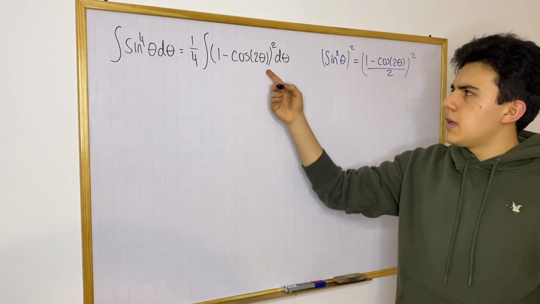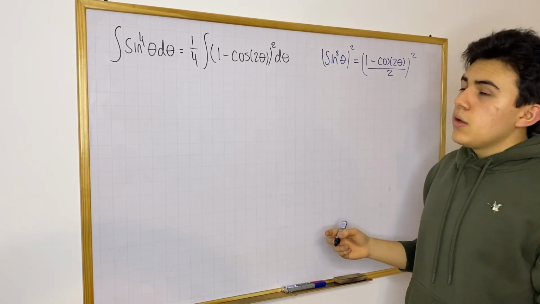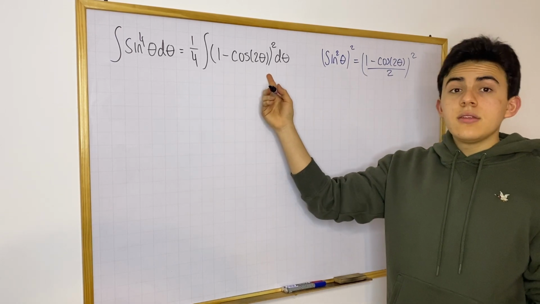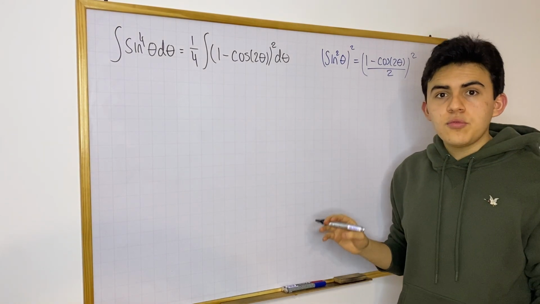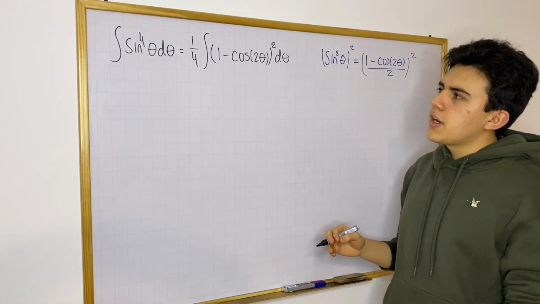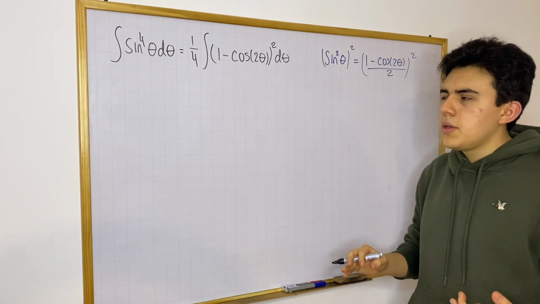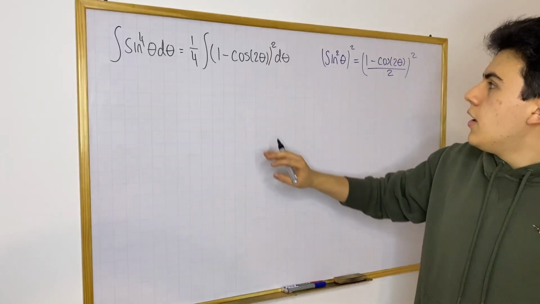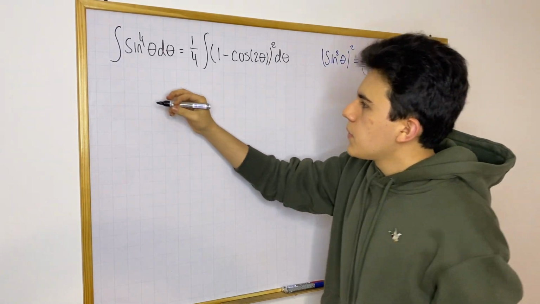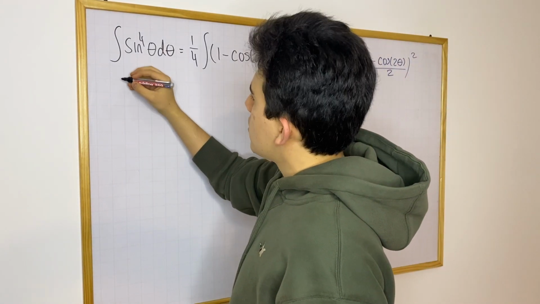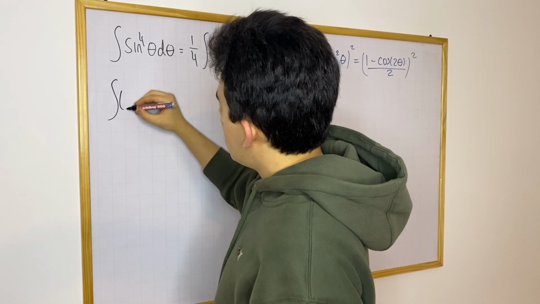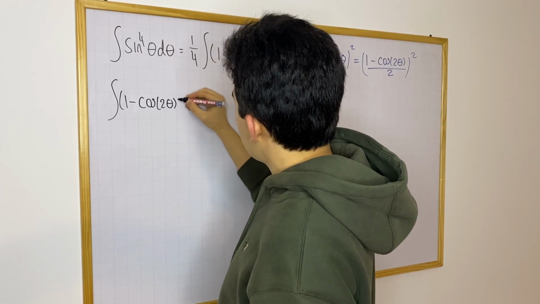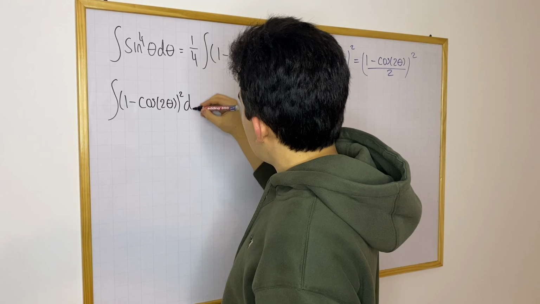So now let's take care of this, okay? It may look kind of hard to integrate, but really, if you expand this binomial, you're going to get a couple of terms which are really easy to integrate. You're just going to get one term that's kind of weird, maybe you have never integrated a function like that, but I'm going to show you what to do, okay? So first, let's integrate this. I'm going to do it like this. So the integral of (1 minus cosine of 2 theta) squared d theta.